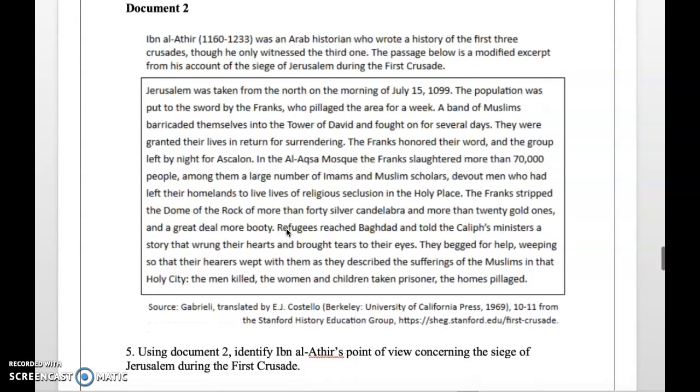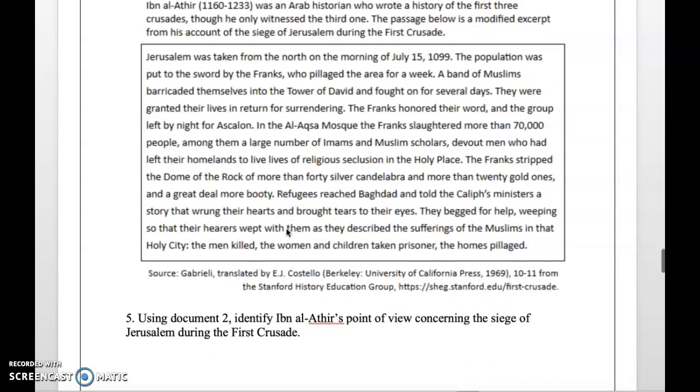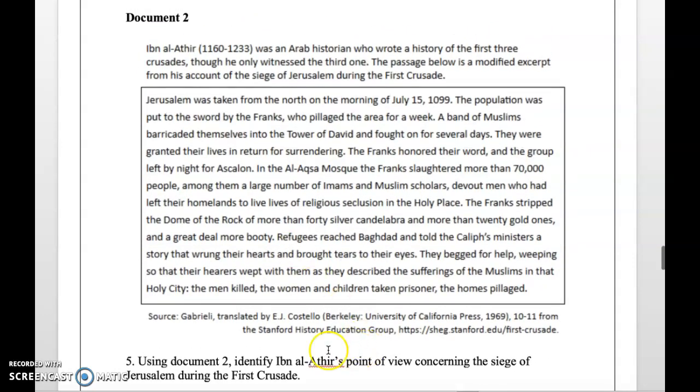Okay, so your next document is another passage, and it says, using document 2, identify Ibn's point of view concerning the siege of Jerusalem during the First Crusade. Okay, so you're looking for Ibn, who's going to be the author of this, and you're looking for his point of view, okay?